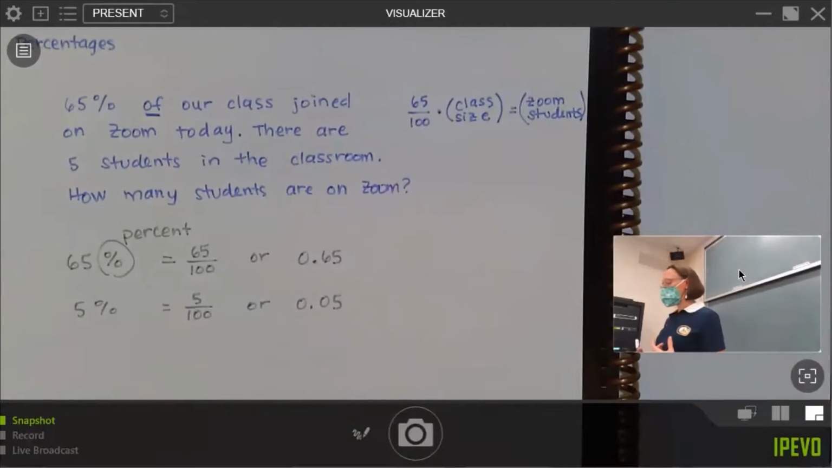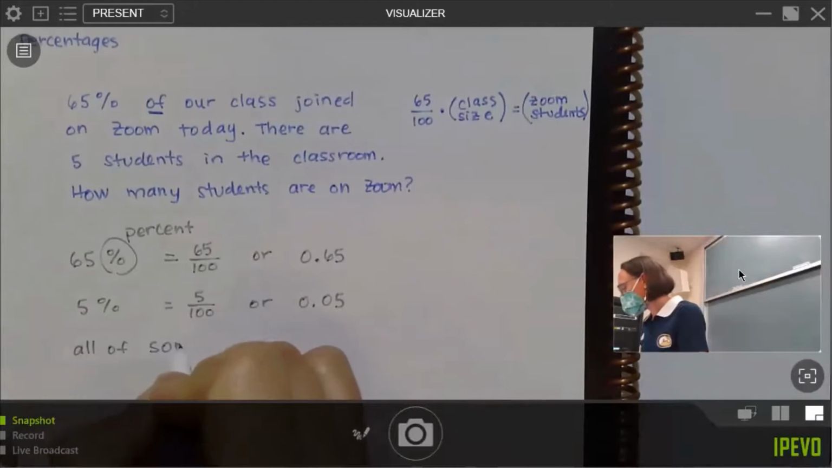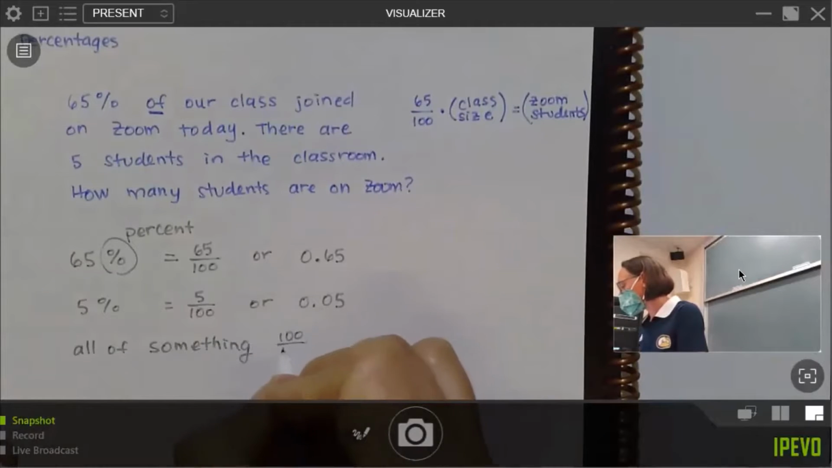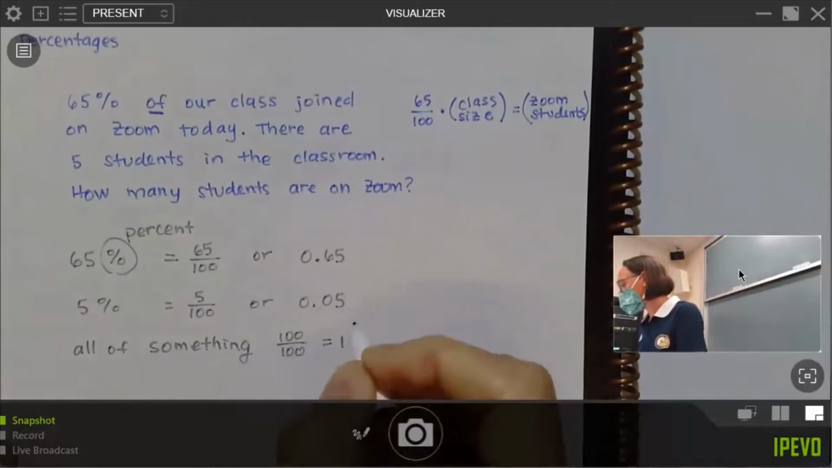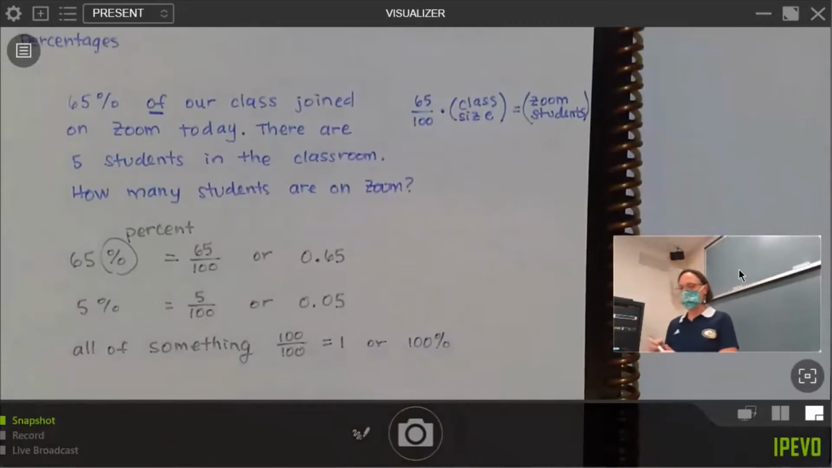Now, one of the other things to note when we're talking about percentages is if I want to capture all of the students in class, then that's 100%. When we talk about all of something, that's 100 out of 100, or 1, or 100% in terms of notation.